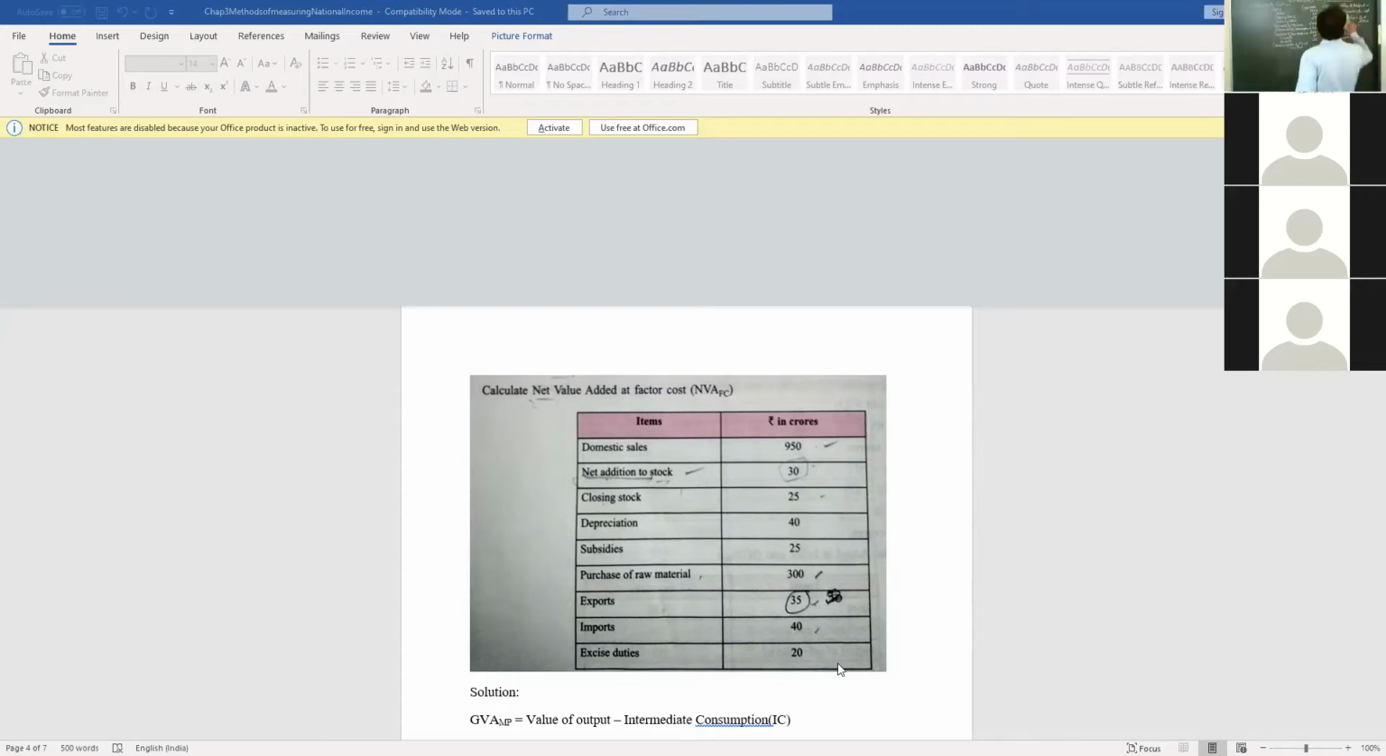I'll wipe out the code now. What have we to calculate? Net value added at factor cost. The first thing that we do, like I said, is calculate the GVA, gross value added at market price. That is equal to value of output minus intermediate cost.